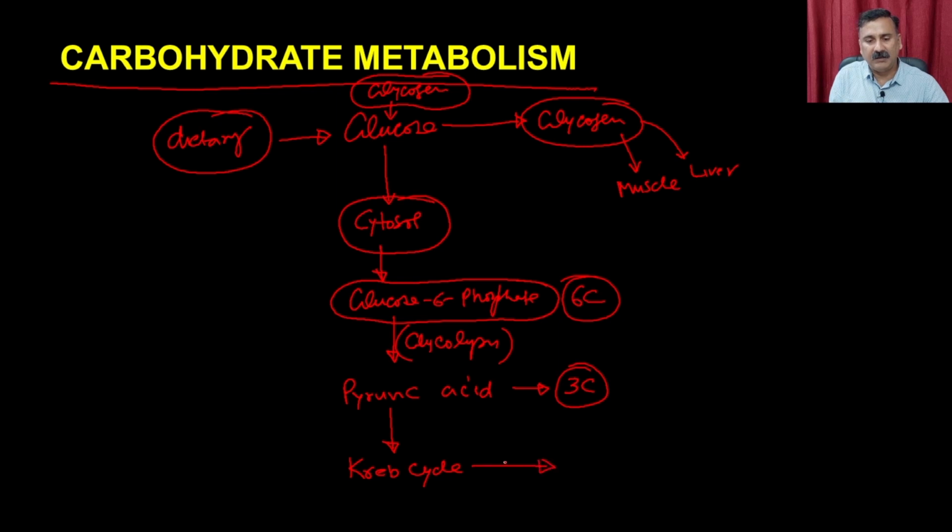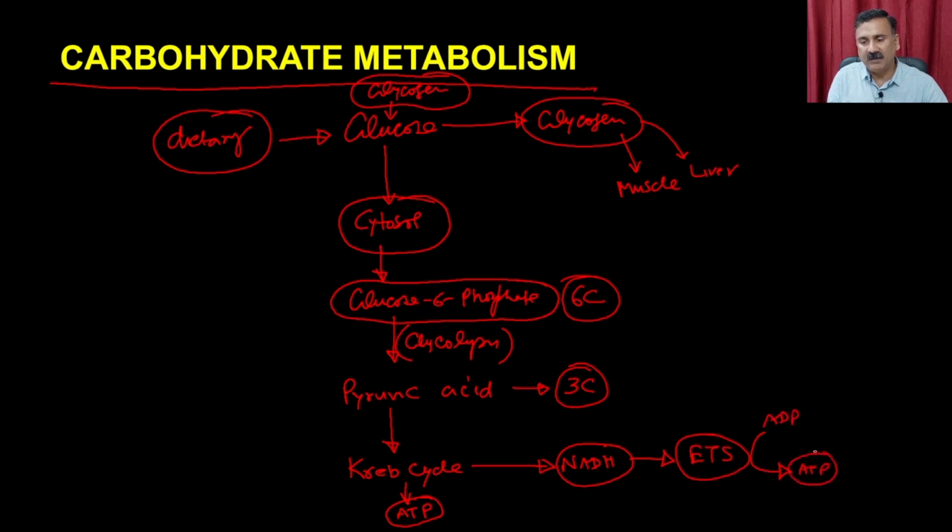And then the pyruvic acid is going to enter into the Krebs cycle. The Krebs cycle is going to produce two different types of reducing equivalents. It is going to produce the ATP, or it is going to produce the NADH. And NADH is going to enter into the electron transport chain, and that's how it converts ADP into ATP, and ATP is nothing but the energy, right? And that energy can be used for multiple purposes. Either you are using the ATP for synthesis reactions, or you are using the ATP for performing different types of tasks, such as muscle contraction.